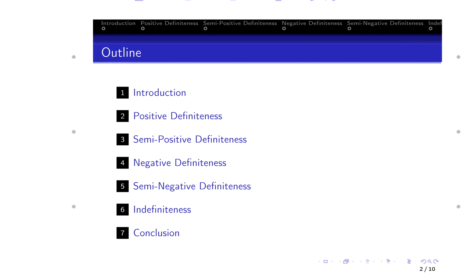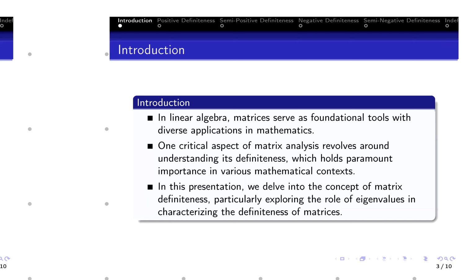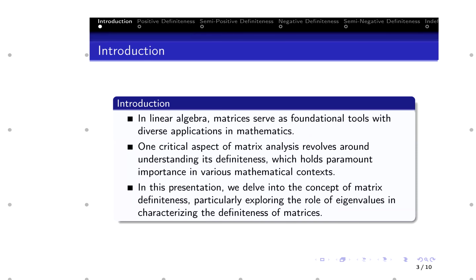So in the introduction, we know that in linear algebra, matrices come under linear algebra in mathematics. And in linear algebra, matrices serve as foundational tools with diverse applications in mathematics, as you can see already from the previous things we have been doing and some other things you're going to see later. So one critical aspect of matrix analysis revolves around understanding its definiteness. So you need to understand the definiteness of a matrix, which holds paramount importance in various mathematical contexts.